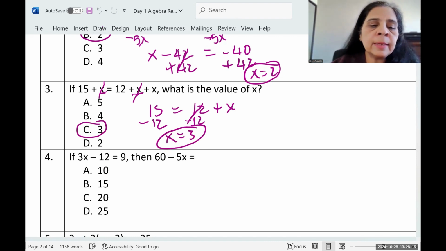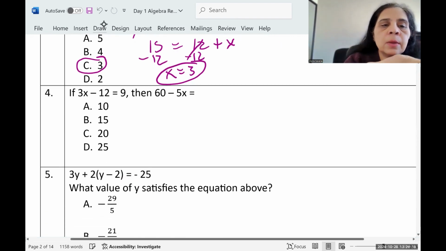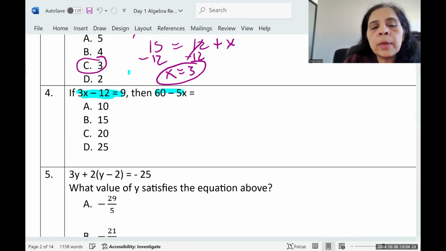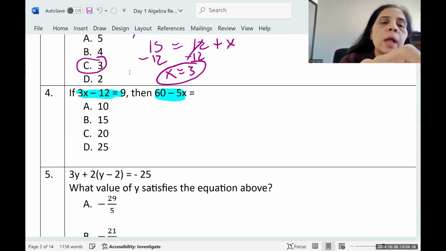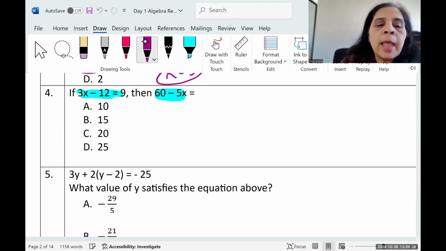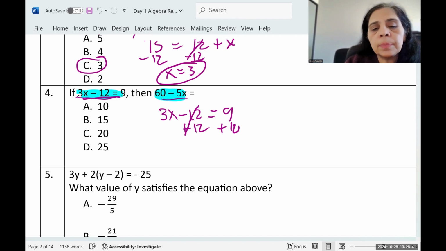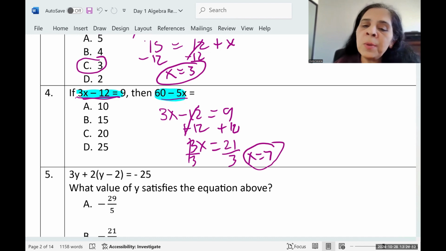All right. Let's see number 4. We are given an equation, and the question is an expression. How can we find the expression's value? We can solve this equation and plug in. So we have two parts. First we solve 3x minus 12 equals 9. Add 12: 3x equals 9 plus 12, which is 21. Divide by 3. x equals 7. That is my final answer.